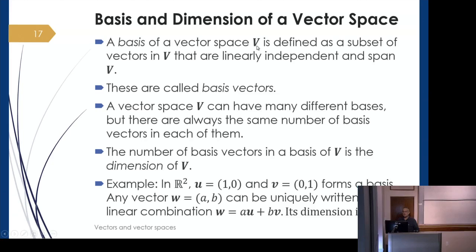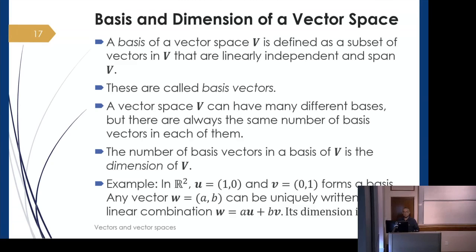So given a vector space V, a basis is defined as a subset of vectors in V that are linearly independent among themselves, but also, significantly, they span V. That is, combinations of these independent vectors can give you every vector in V. And these are called basis vectors. A vector space V can have many different bases. It doesn't have to have one basis, but there are always, and this is an important result in algebra, any basis for any vector space must have the same number of vectors, and that number is called the dimension of V.